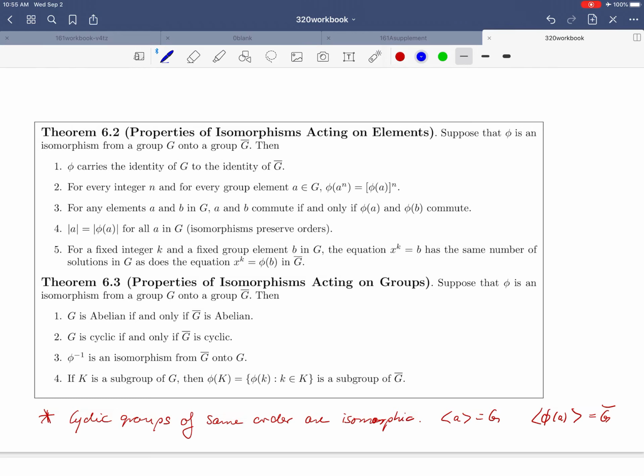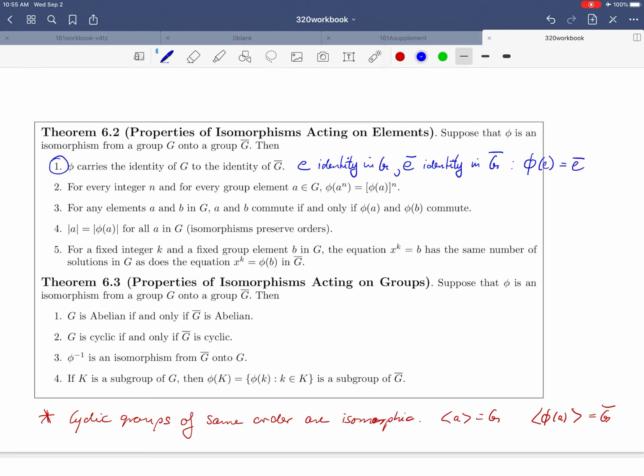We're going to prove one of the properties of theorem 6.2. We're going to prove property number 1, that an isomorphism phi carries the identity of G to the identity of G bar. And so the strategy of the proof is going to be, we're going to take E, the identity in G, and then we're going to let E bar be the identity in G bar. And what we need to show is that phi of E is going to be E bar.